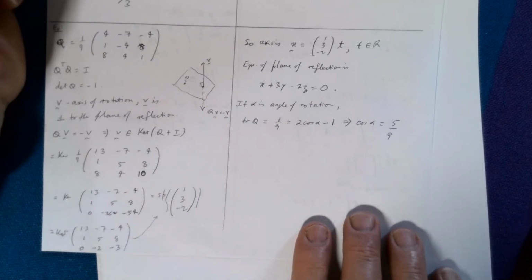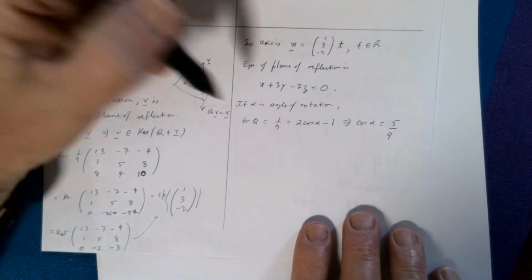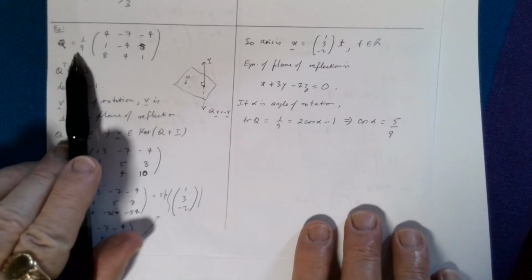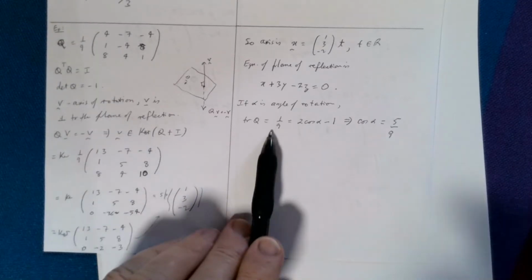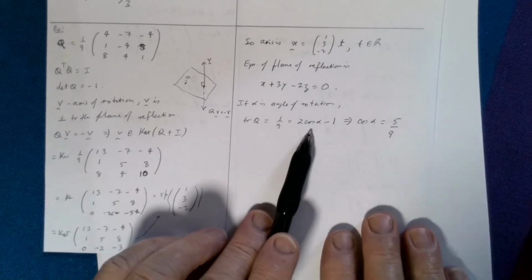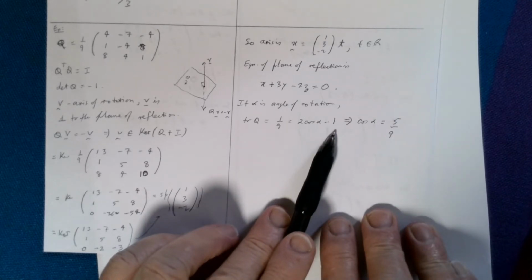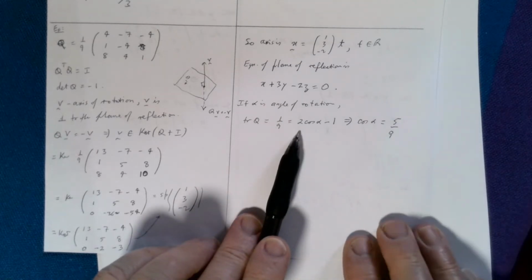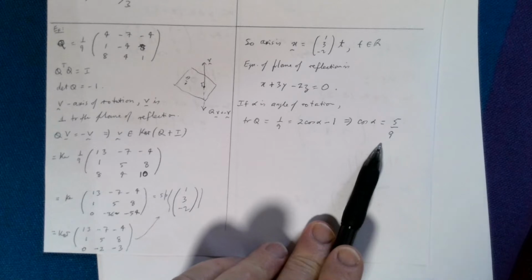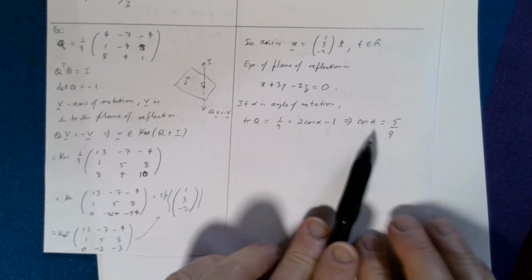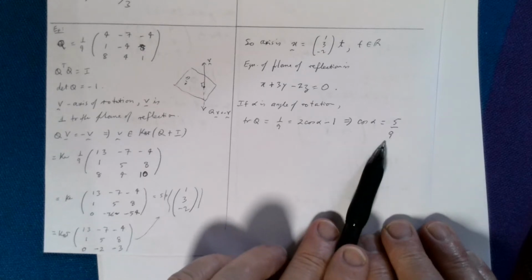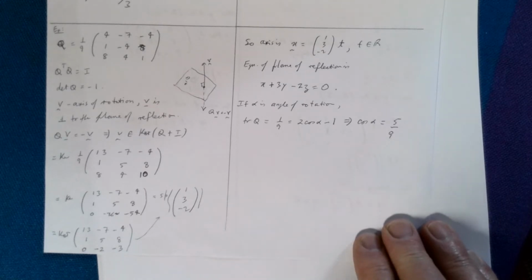It passes through the origin, so the right-hand side is 0. Finally, if alpha is the angle of rotation, then we can take the trace of this, which is 1 over 9, and that's going to equal minus 1 plus 2 cos alpha. I'll just check I've done that correctly. If I take that across, I get 10 over 9, halved, you get 5 on 9. So cos alpha is 5 on 9, and it's unique up to the sign. We're not sure whether it's plus or minus the inverse cosine of this. So that's one example of that.